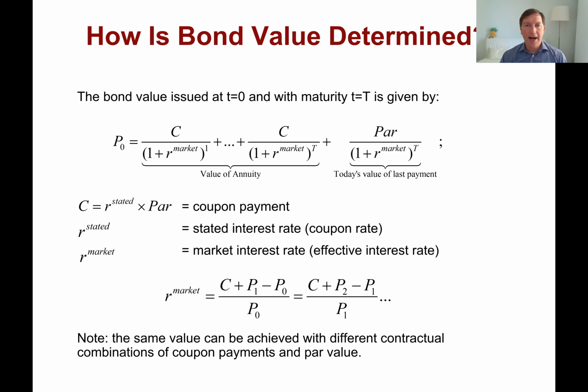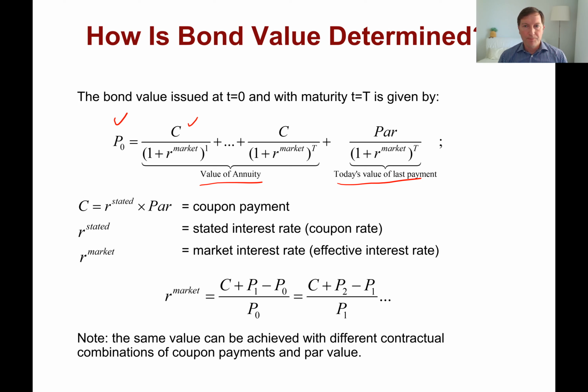Okay, so this is how a bond is valued. Right? Basically, the price of a bond at time zero is going to be the present value of coupon payments over here, right? And this is something that we call the value of an annuity, right? An annuity is a set of payments of the same magnitude for a number of periods. And then we also have, of course, today's value of the lump sum payment that comes at the end. Okay, so bond value is determined this way.